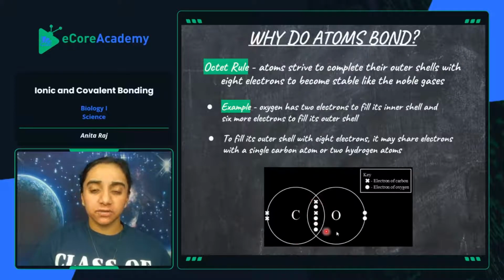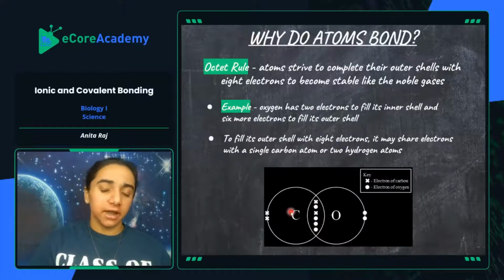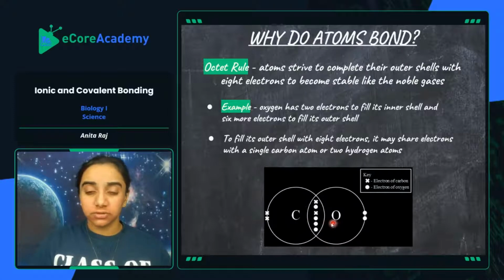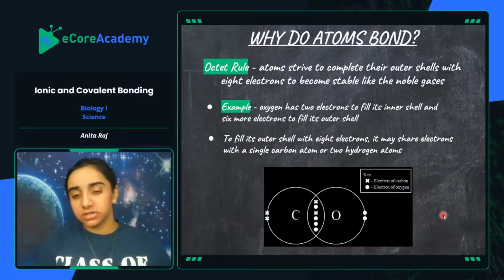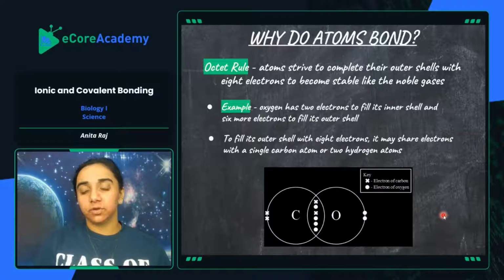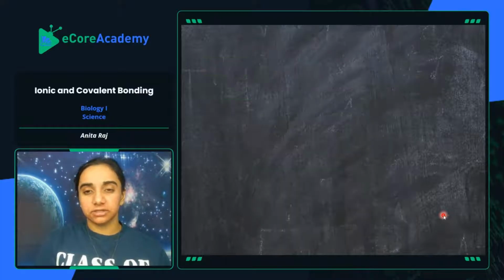By sharing their electrons, oxygen now has 8 electrons in its outer shell. 1, 2, 3, 4, 5, 6, 7, 8. Carbon, which originally had 4 electrons, now that it's sharing 4 more electrons with oxygen, it has 8 electrons in its outermost shell. So now they both are stable, and they're stable by bonding. So that's why atoms bond, to reach that total of 8 valence electrons.